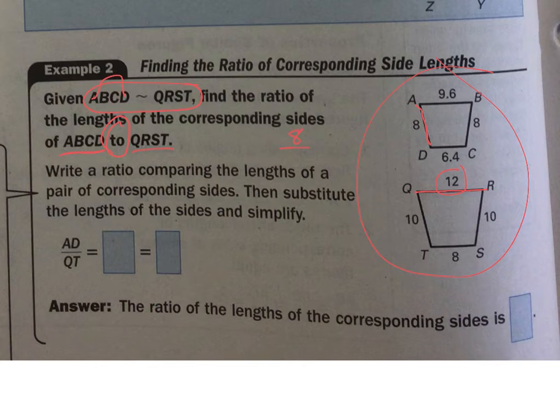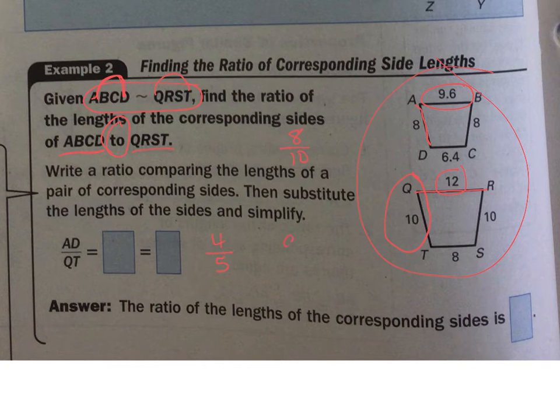She picked AD. What's its corresponding segment? QT. So go to QT, which is here. And I put over 10. Okay? Well, what does that reduce to? 4/5. So the ratio of sides is 4 to 5. But Mrs. Bowen, I didn't want to pick that one. Okay, great. I'm going to pick AB.